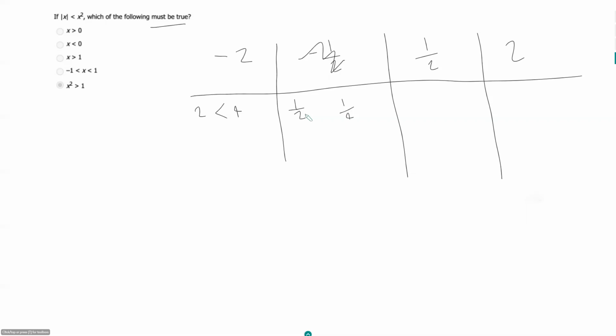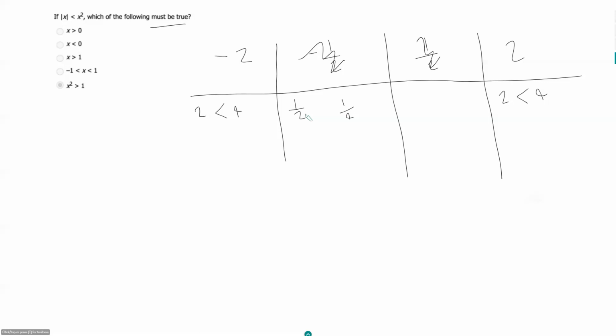If we test a positive fraction, then we got 1/2 is less than 1/4. So we literally have the same thing. So this can't be true. We cannot have a positive fraction. And then if we test a positive integer, we get the same thing as we got here, 2 and 4. So what does it mean? x has to be either a negative number less than -1, or a positive number greater than 1.